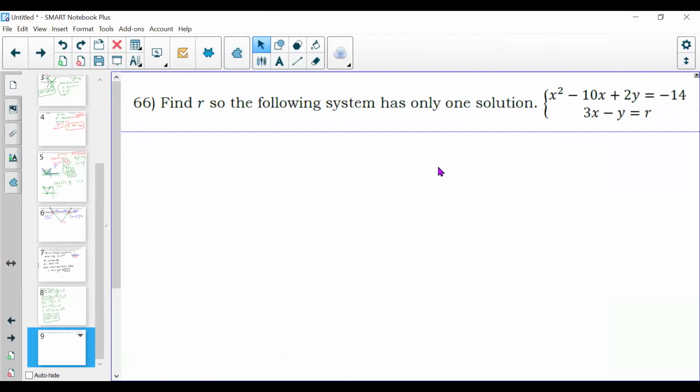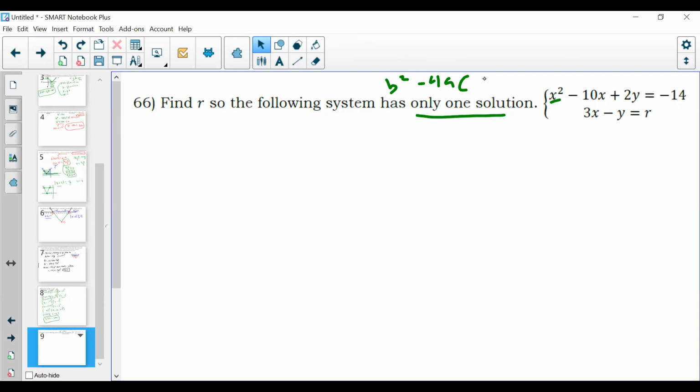The function has only one solution. x squared minus 10x plus 2y equals -14. 3x minus y equals r. Okay, so for this one, what I want to do is simplify this. Actually, before that, anytime I see only one solution, I see a quadratic, that tells me I'm going to use my discriminant.